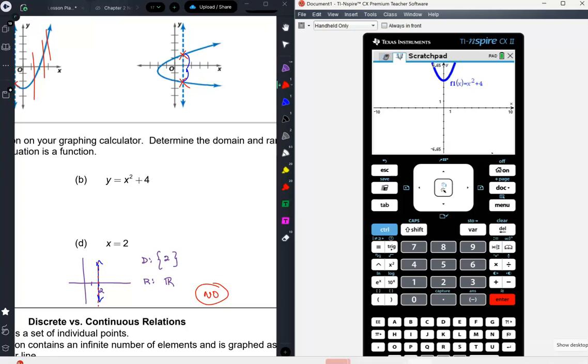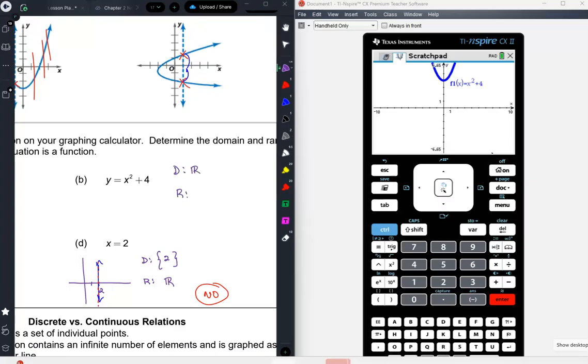Okay, now let's talk about domain and range. What's the domain? Horizontally, how much of the space is this going to take up? All of it, because it's going to expand. So the domain is all reals.